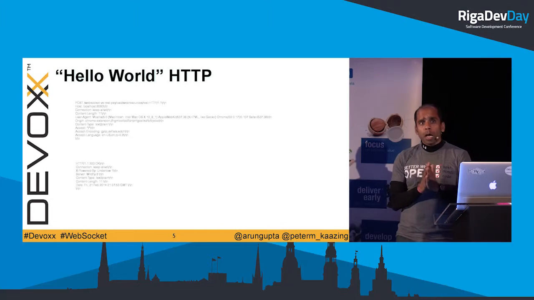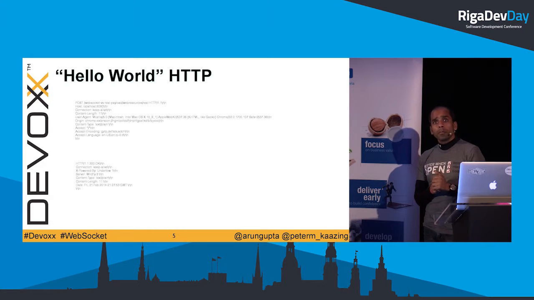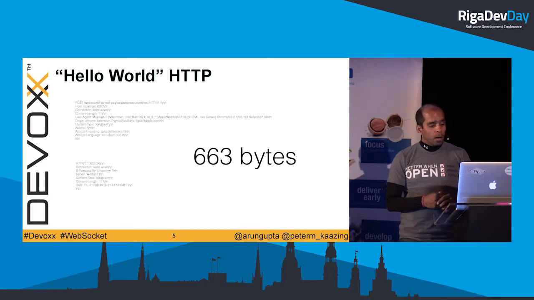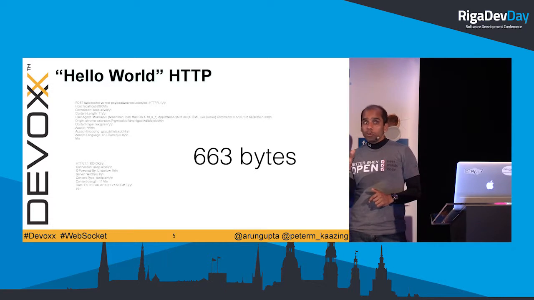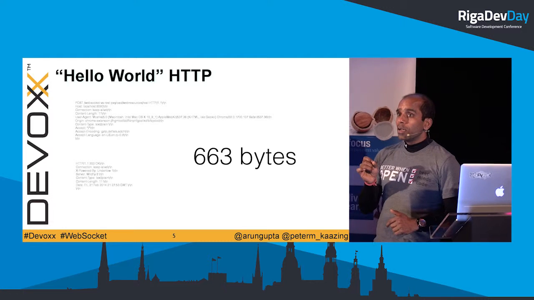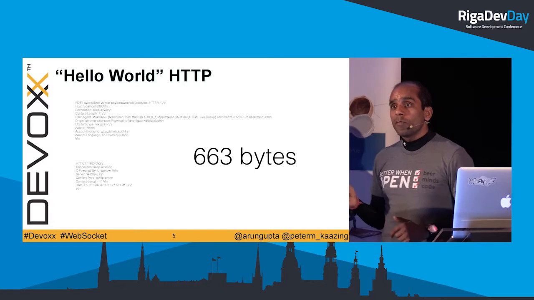So here is a simple output. On the top, what you see is a simple request that was generated using a Postman client on Chrome browser on my machine, and then the response that was generated by the WildFly server. All I wanted to send was hello world, 11 bytes, but for those 11 bytes, there was 663 bytes of data that was exchanged back and forth between the client and the server. So that's a lot of overhead.